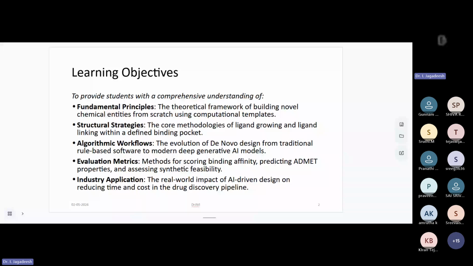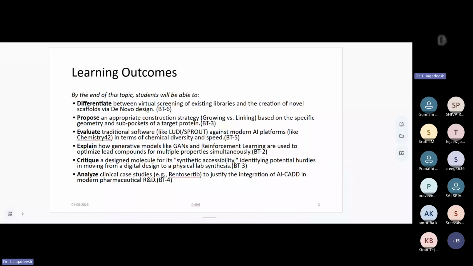As and when it is required, I would like to make that clear. Separate classes will be taken on this point, but some things are coming in this session also. Evaluation metrics are also there, where we want to find the differences between traditional methods and AI. Industry applications: ultimately, at the end, you will come to know how it is reducing the time and the cost. Similarly, we have a learning outcome: you are able to differentiate between virtual screening and scaffold build-up via de novo design.